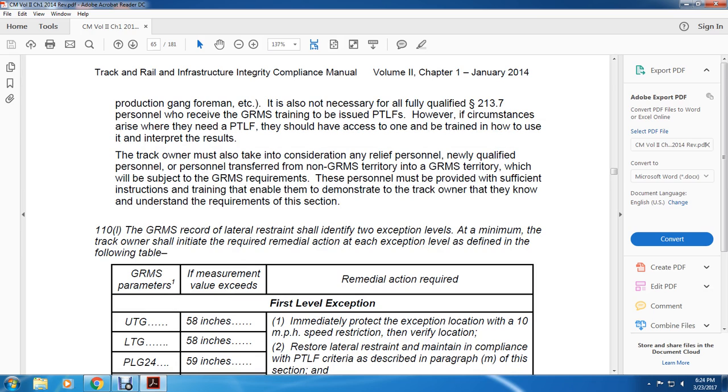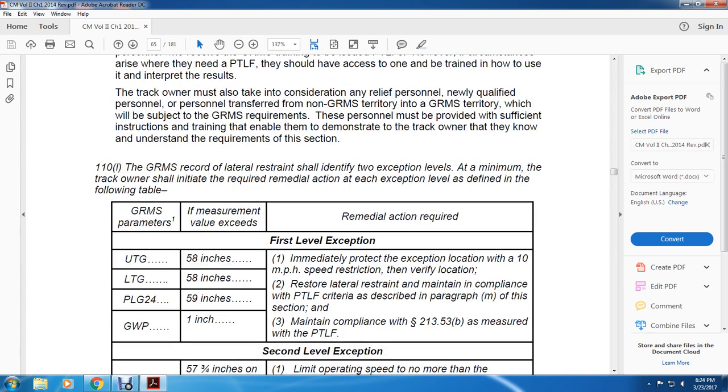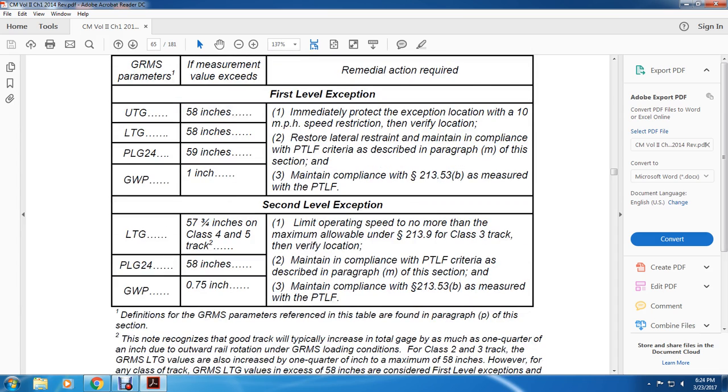The gauge-resistant measurement record lateral restraint shall identify two exception levels. At a minimum, the track owner shall initiate the required remedial action at each exception level defined in the following table. UTG values exceed 58 inches, LTG 58 inches, PLG 59 inches, GPW 1 inch. First level exception remedial action: 1. Immediately protect the exception location with a 10 miles an hour speed restriction. Verify the location. Restore the lateral restraint, maintaining compliance with the portable track loading fixture criteria described in paragraph M of this section. Maintain compliance with 213.53b as measured with the portable track loading fixture.